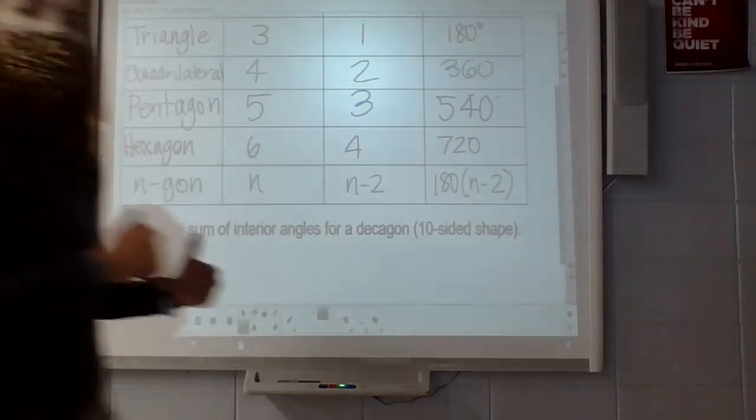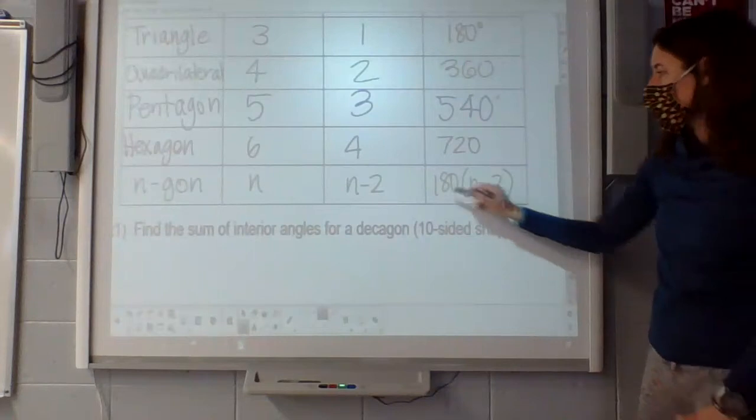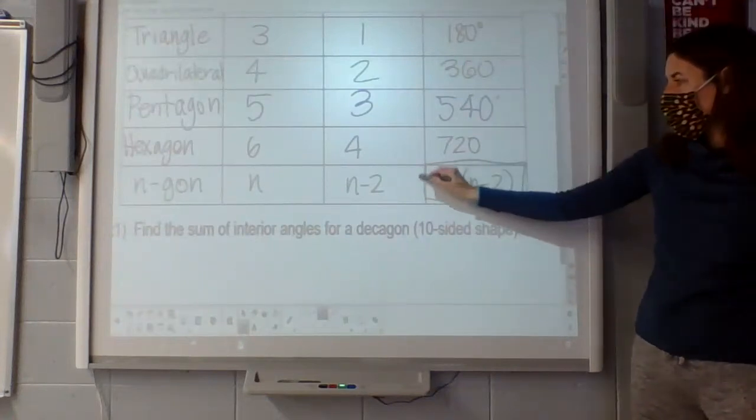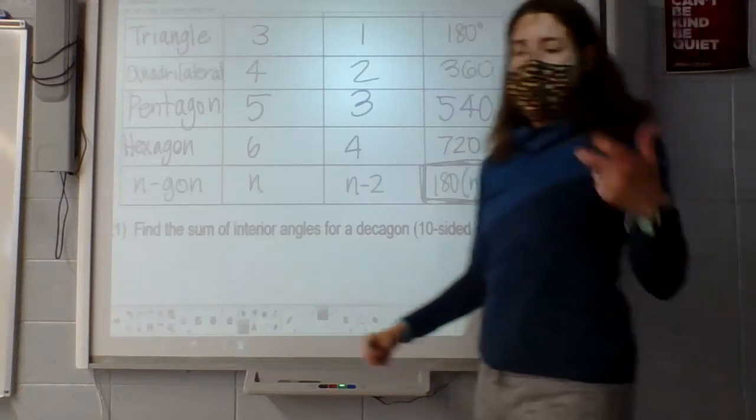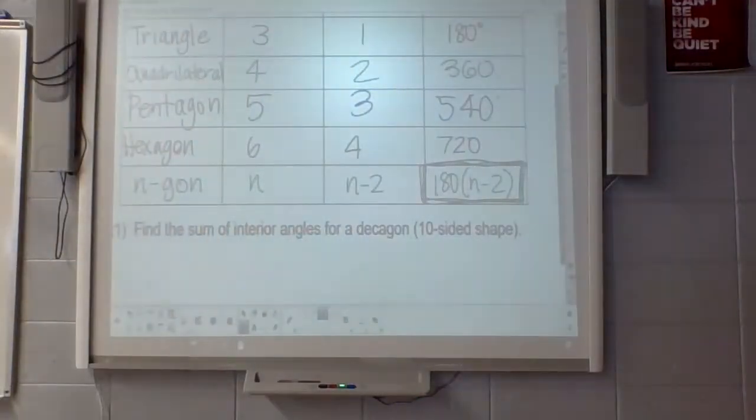This formula is one we're going to use quite a bit this chapter. It's a formula we developed from our chart here. It's nice when you guys can say the formula without me just having to say this is our formula. It's logical that it comes out of that.